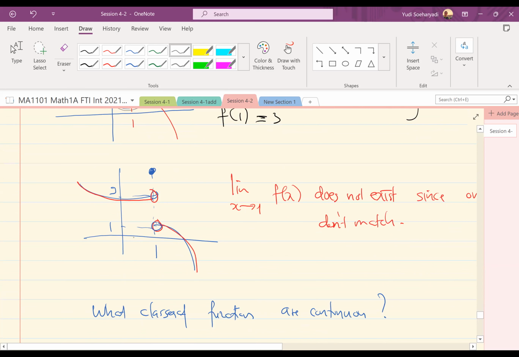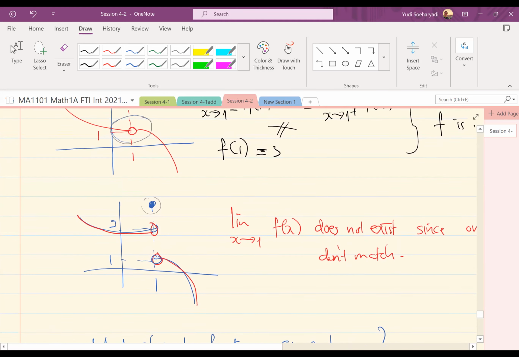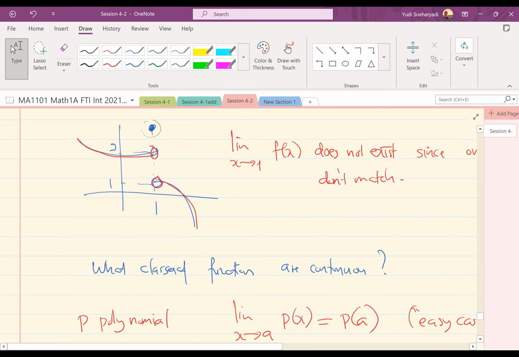In this case, you see that the value of the function at 1 is somewhere here. The behavior around 1, well, you cannot predict it, because from the right, it tells you that you're closer to 1, but from the left, you're closer to 3. So the limit does not exist. So you cannot tell anything, so it is not continuous at 1. Okay.